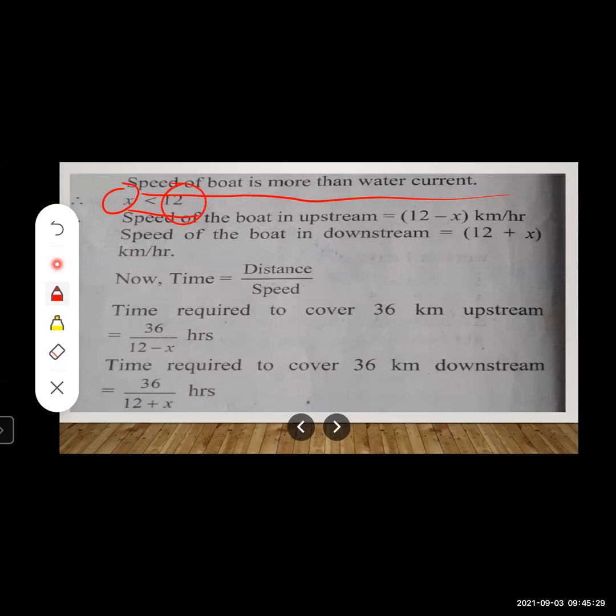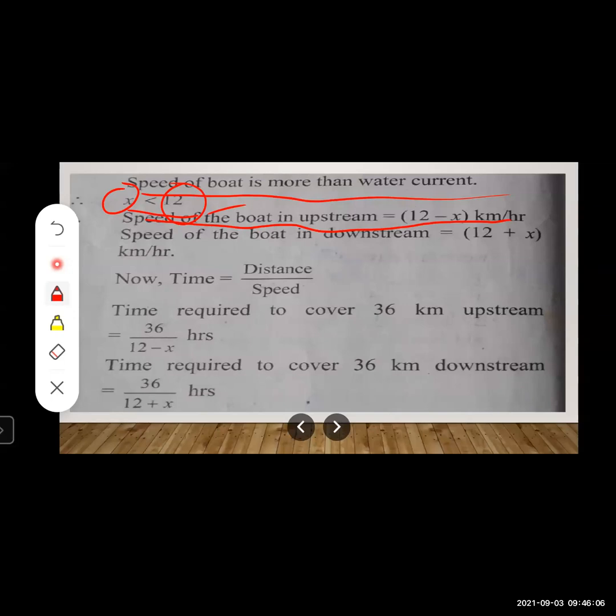So in downstream, the speed of the boat is more than the water current because it is coming down. The speed of the boat will increase since it is coming by the effect of gravity. So the speed of the boat will increase, and that's why 12 will be greater than x. So what will you write for the speed of the boat in upstream? Upstream, obviously the speed of the boat will decrease, so you will write 12 minus x.